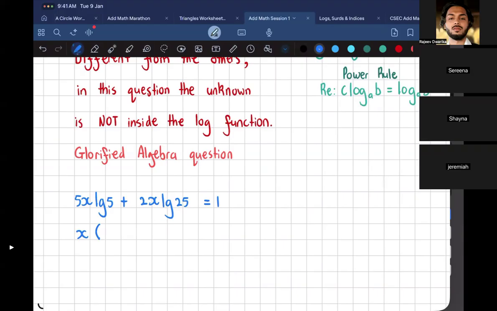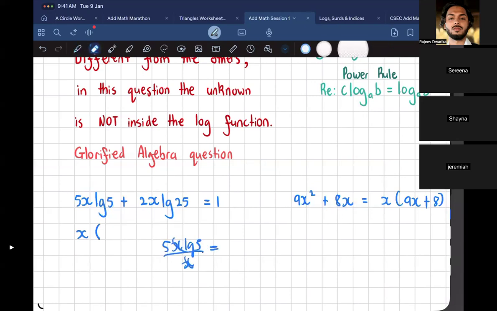So let me show you what I mean, right? Imagine you had 9x squared plus 8x. If I were to factor out x, what would I write on the inside? 9x and plus 8. Sure. So if I pull out the x from this, that's the same thing as 5x log 5 divided by x. What would I write? 5 log 5. Right, I would write 5 log 5.